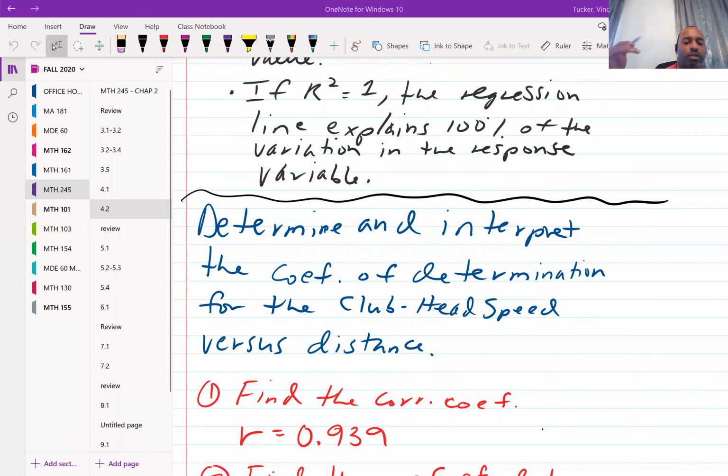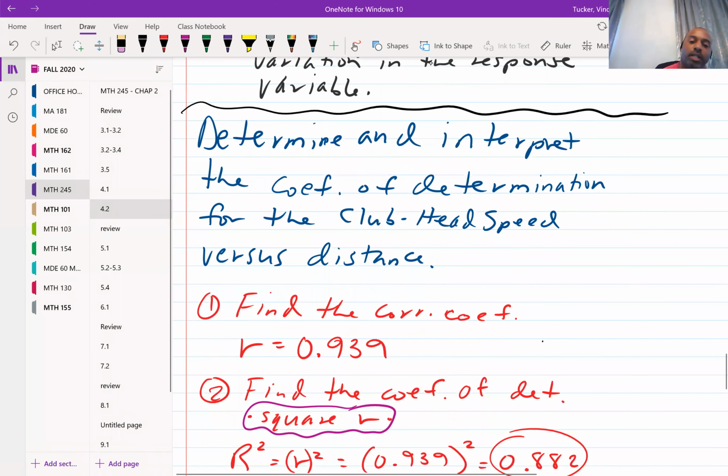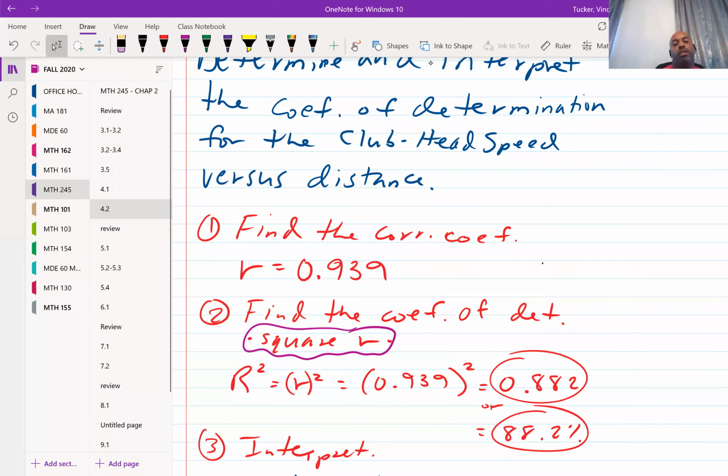And we went to easycalculation.com. The first step is always to find your correlation coefficient. You have to have that to square it. Then to find the coefficient of determination, all we're going to do is square that correlation coefficient.